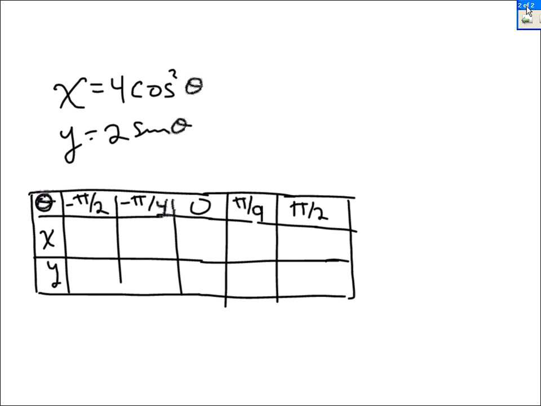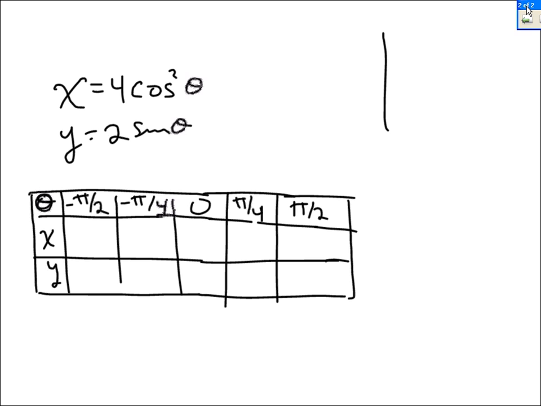Stuff to the left of theta, namely negative pi over 2, negative pi over 4, 0, pi over 4, and pi over 2, those are theta values. And to the right of theta, I'm going to write x values. To the right of x, I'm going to write y values.